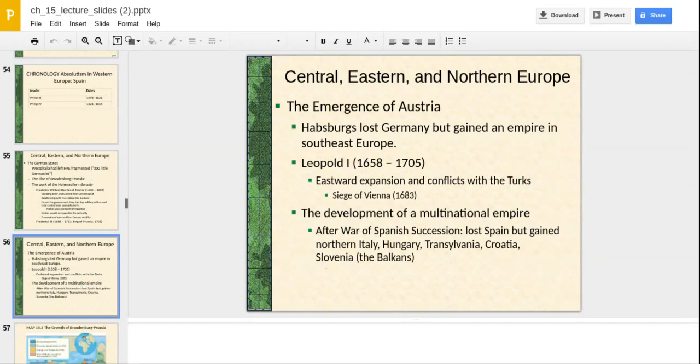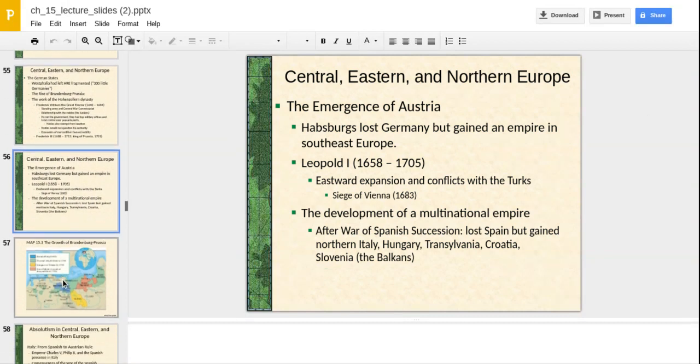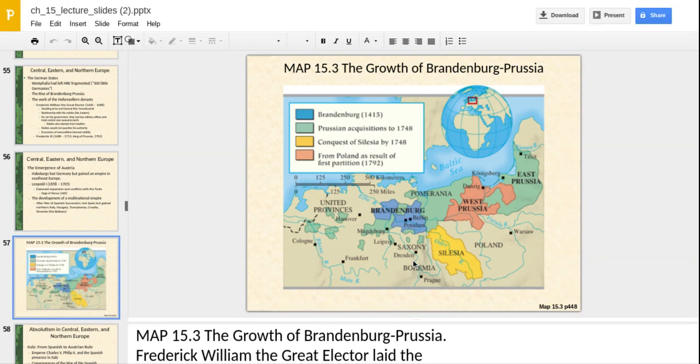Now we get the emergence of Austria as well. And remember, Austria had been part of the Habsburg Empire, kind of a southeasterly portion of the Holy Roman Empire. And it's going to kind of break away and become its own thing. So the Habsburgs lost Germany, but they did gain an empire in Southeast Europe with Austria, which becomes the Austrian Habsburgs. And you get Leopold I, who makes eastward expansion, which is going to bring him into conflict with the Ottoman Turks. You get the development of a multinational empire after the War of Spanish Succession. They'd lost Spain, but they do gain northern Italy, Hungary, Transylvania, Croatia, and Slovenia. So that's why you get all these ethnic groups, which is going to bring some issues later on.